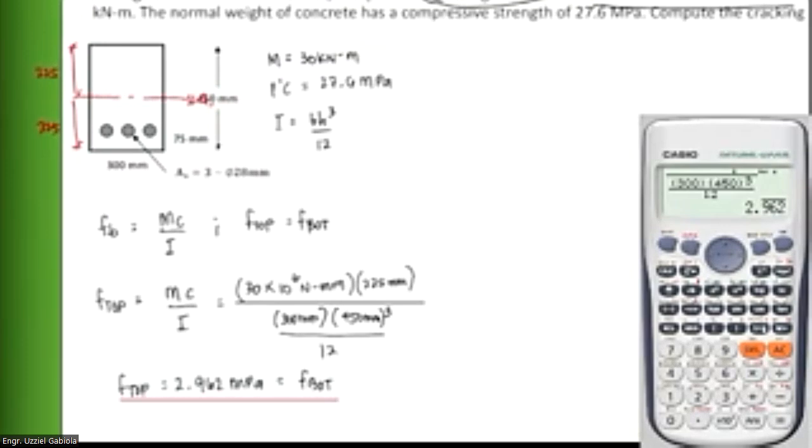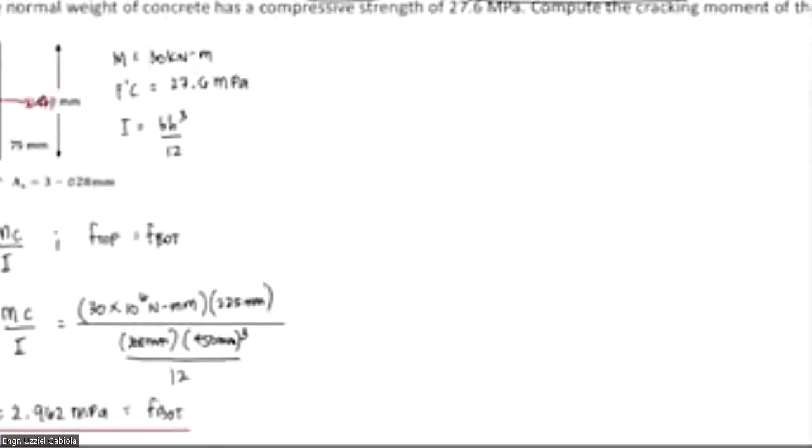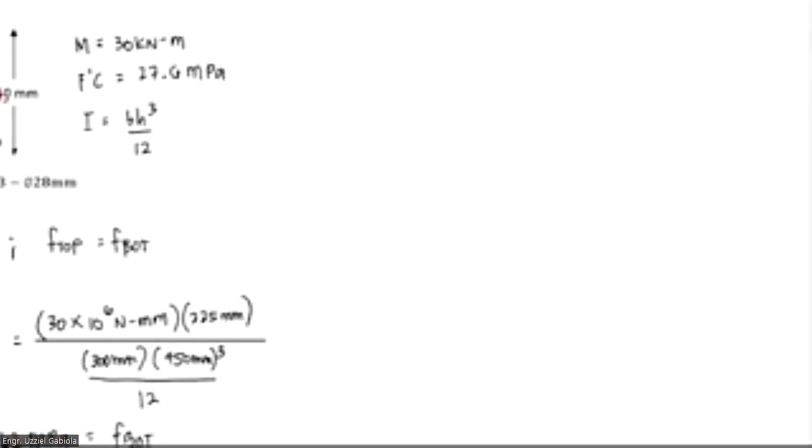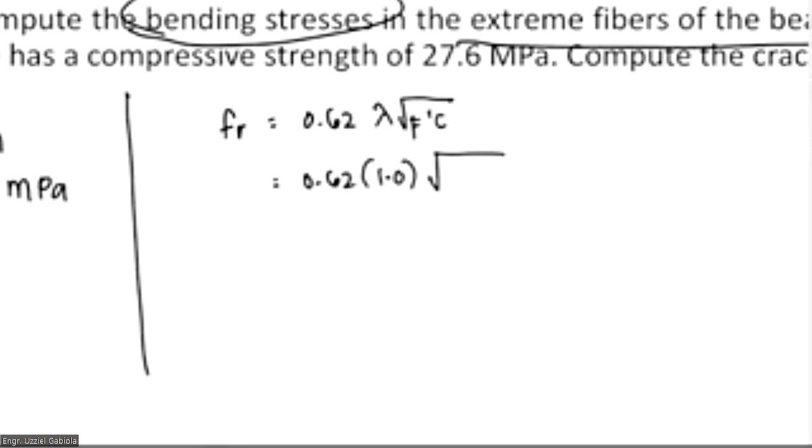Okay, we already have the value. So we need to verify if the concrete is really uncracked. We need to get the value of our modulus of rupture to compare it with the bending stresses that we have calculated. So let us have here the formula for our modulus of rupture, which equals 0.62 lambda square root of f prime c. We have 1.0 for lambda, then the compressive strength is 27.6 MPa.